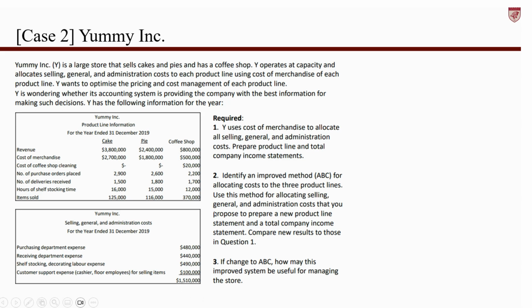And number one is not about ABC, it's about the job costing. And we need to first calculate the plant-wide overhead rate, right? By summing up the total cost of merchandise right here across three different cost objects, right? Then we can spread this SG&A based on each cost of merchandise consumed, okay?